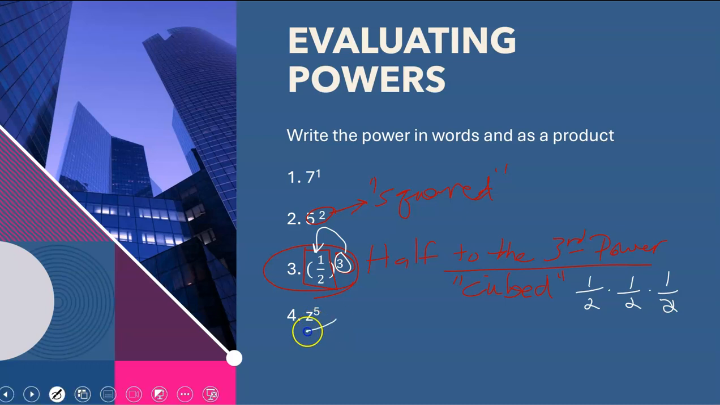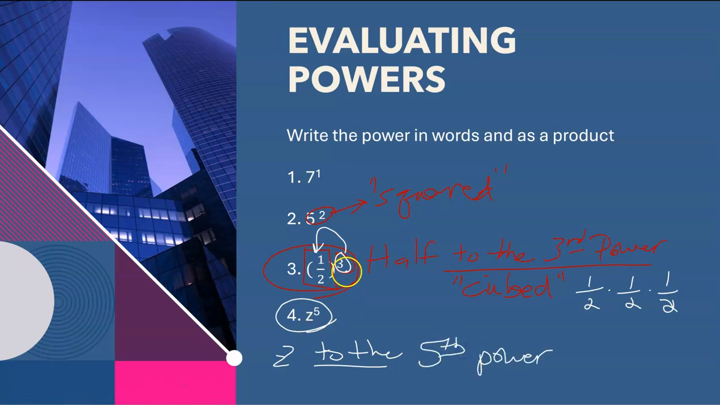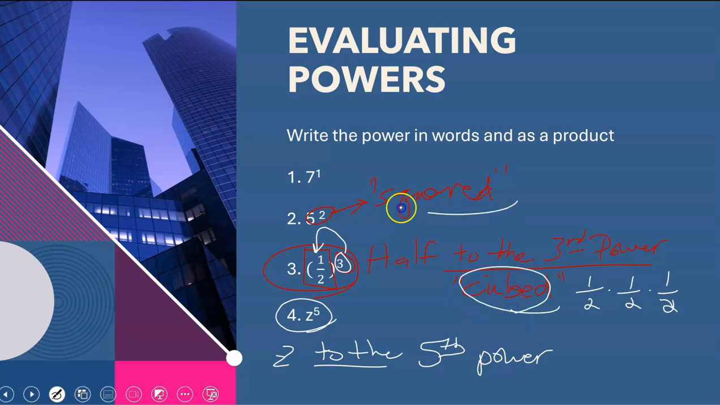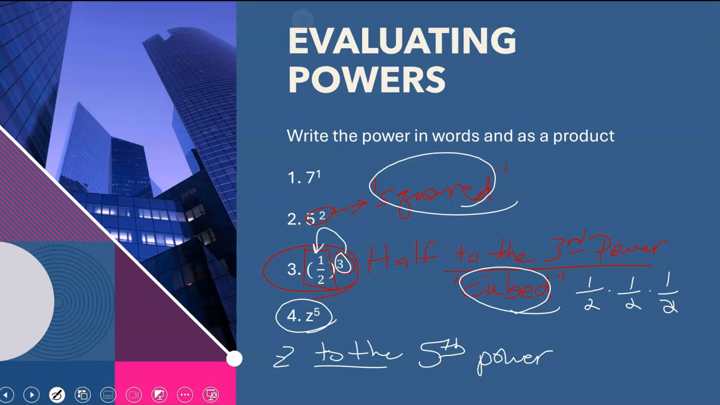And finally, the last one, z with a little 5. This is read as z to the 5th power. For anything bigger than 3, we normally just say the number, whether it ends in a th or whatever, just like you would read a calendar date, and then power. We don't have any special word that we use like we do with squared and cubed generally.